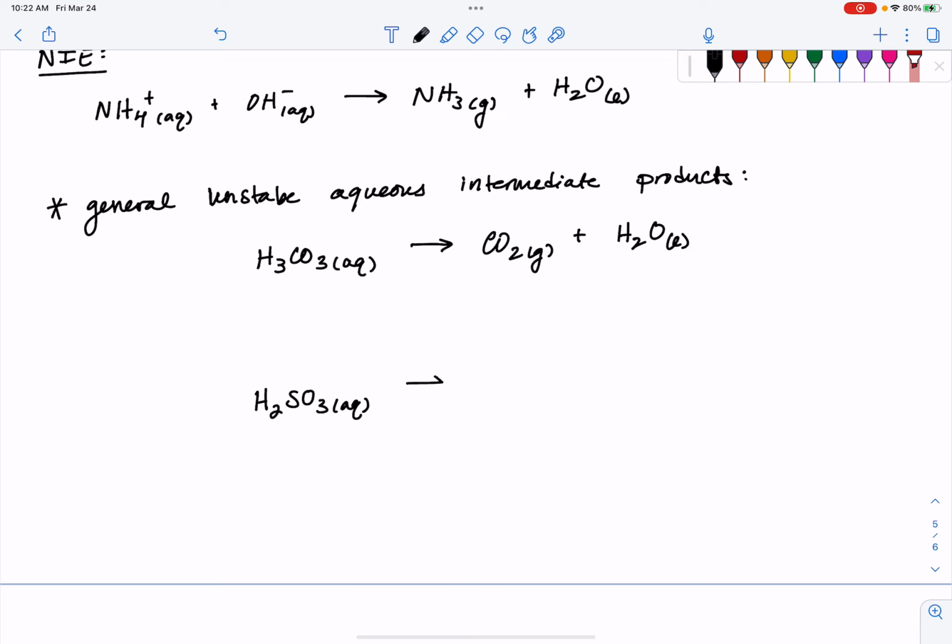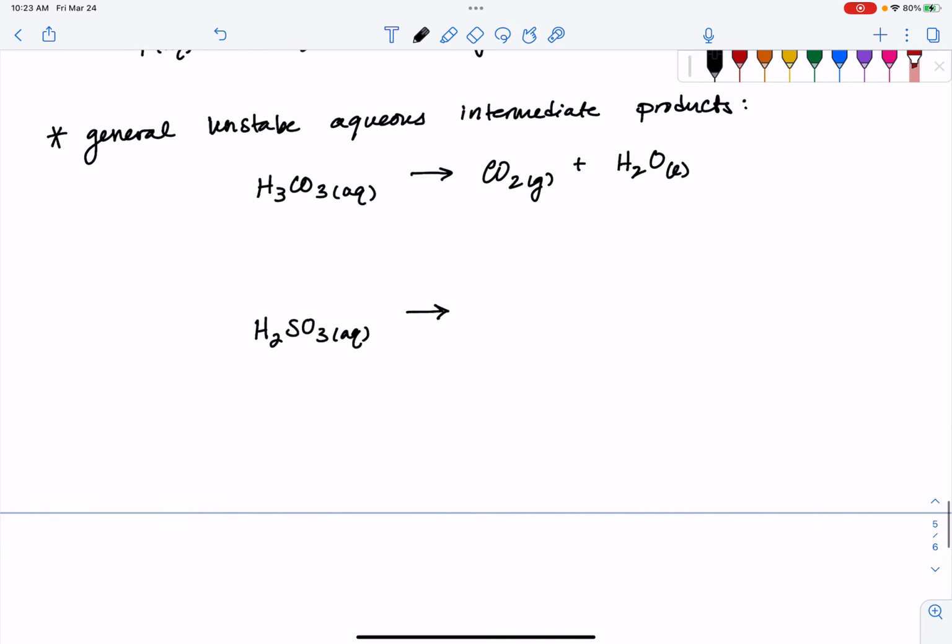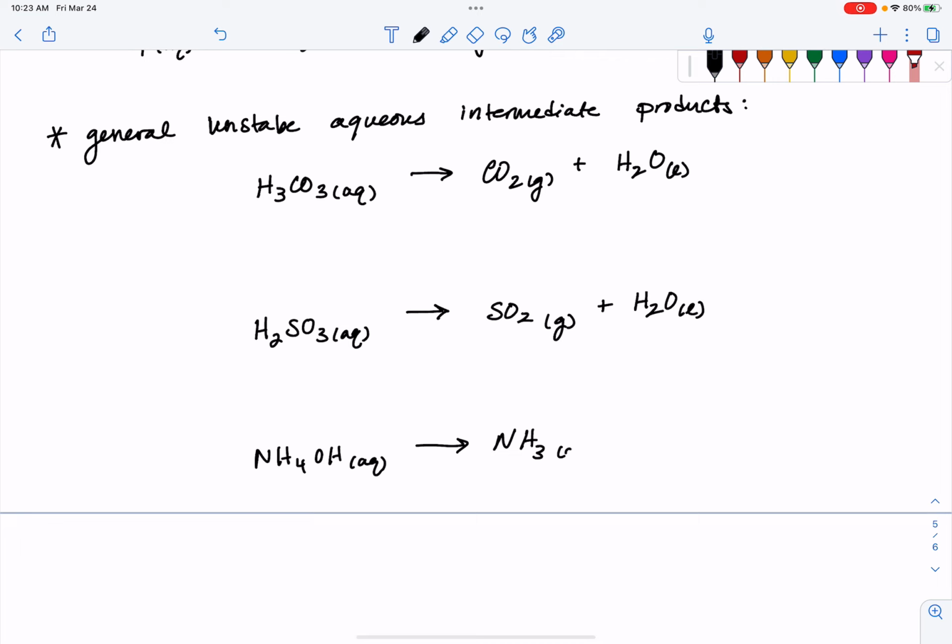Sulfurous acid, this is in fact so unstable that it's only theoretically proposed. We have never been able to see sulfurous acid in solution before in the lab. This is going to generate sulfur dioxide gas and liquid water. And then of course ammonium hydroxide will form ammonia gas and liquid water.